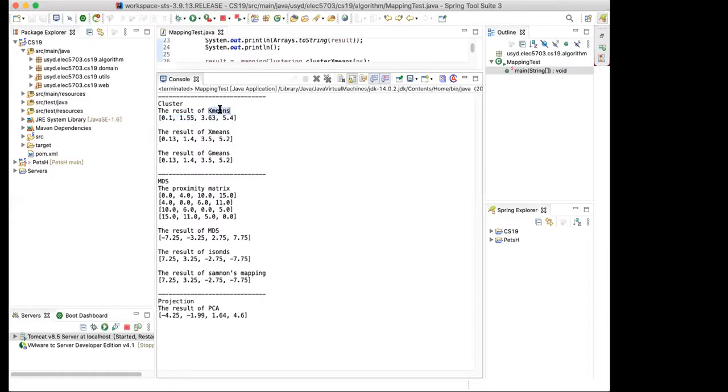This is k-means. And x-means is based on k-means, and g-means is based on k-means, and it automatically chooses the number of clusters. And this is the result from multi-dimensional scaling, the proximity matrix, MDS, ISO MDS, and the Sammon mapping.